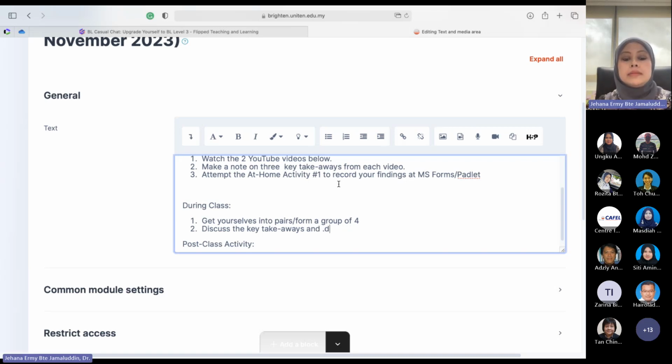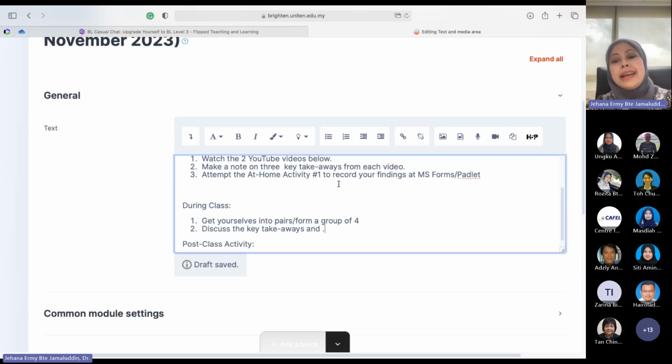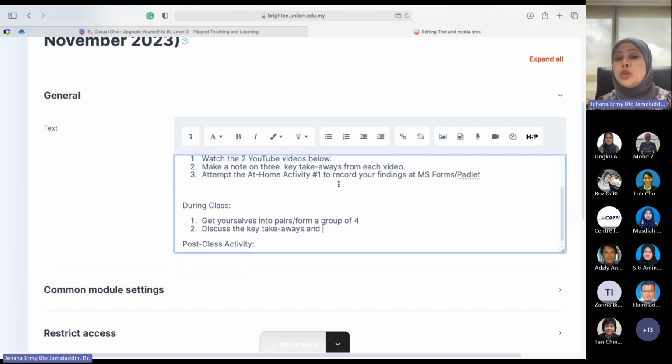And do what? I'm asking yourself. Discuss the key takeaways and what do you intend to do from there? Discuss key takeaways and summarize. Summarize in a slide, and then get ready for a presentation. Up to you, it is your choice, or you can put it on PowerPoint, or perhaps put it on Padlet, because sometimes you can do that. So it's easy. So you use the tools.